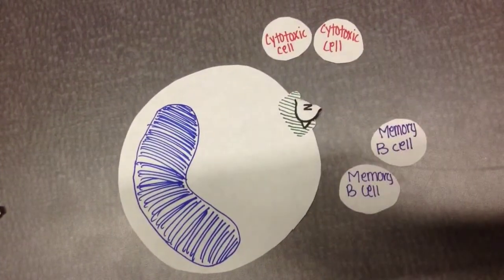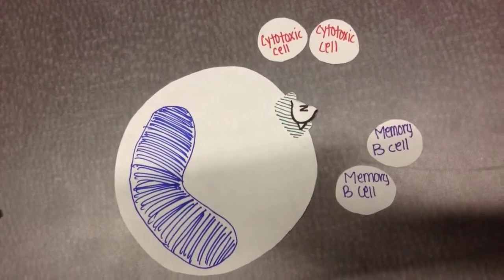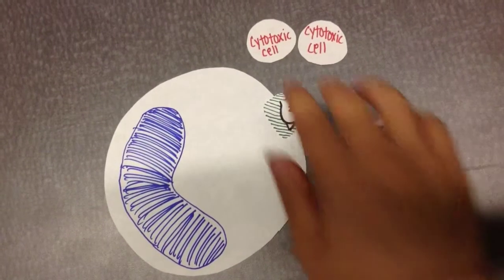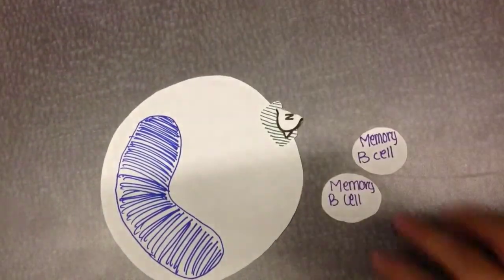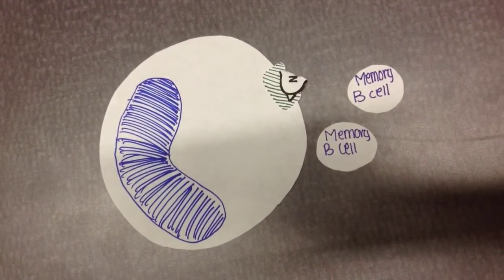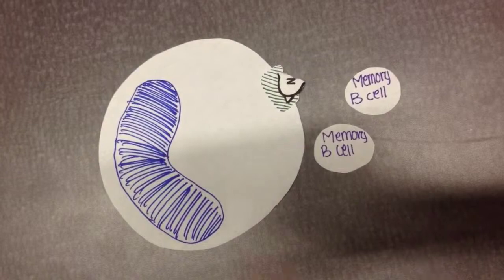and the cytotoxic cells will read it, and if it's a viral infection or a bacterial one, it'll go out and kill whatever else is in there, and the memory B cells would read it, so if that chain is ever entered in the body again, it would just get killed off immediately.